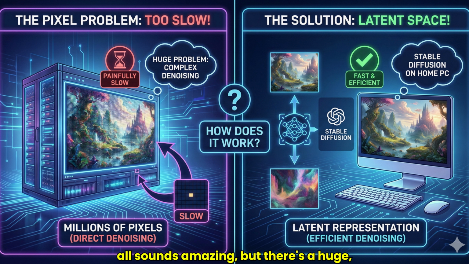Okay, this all sounds amazing, but there's a huge, huge problem. A single high-res picture has millions of pixels. Running this ridiculously complex denoising process on every single one of those pixels directly would be painfully slow. You'd need a massive supercomputer. So, how in the world do tools like Stable Diffusion run on our normal home computers?